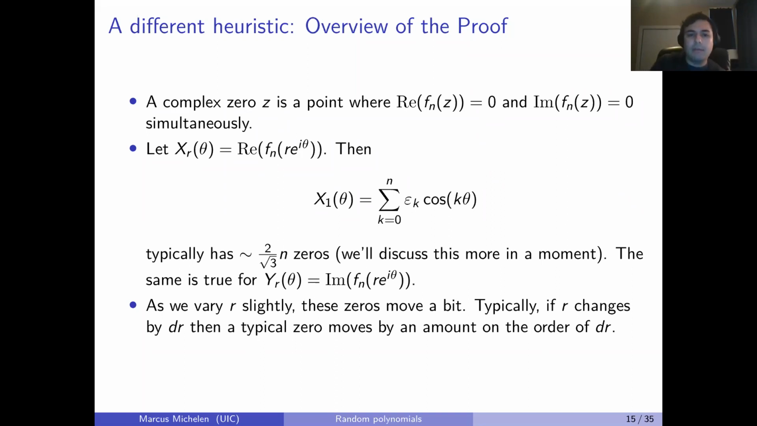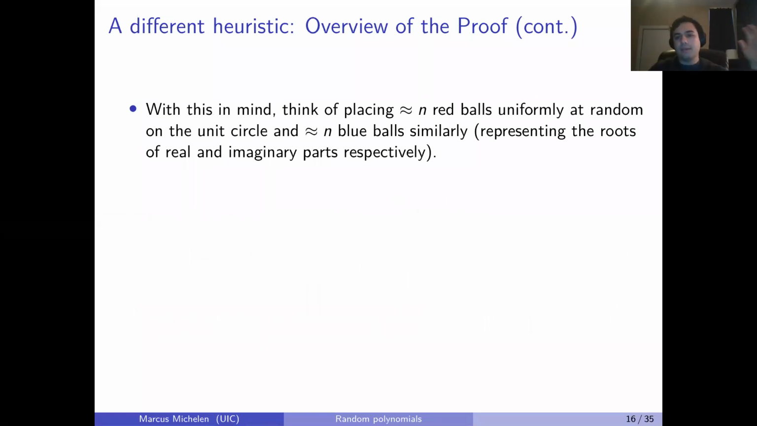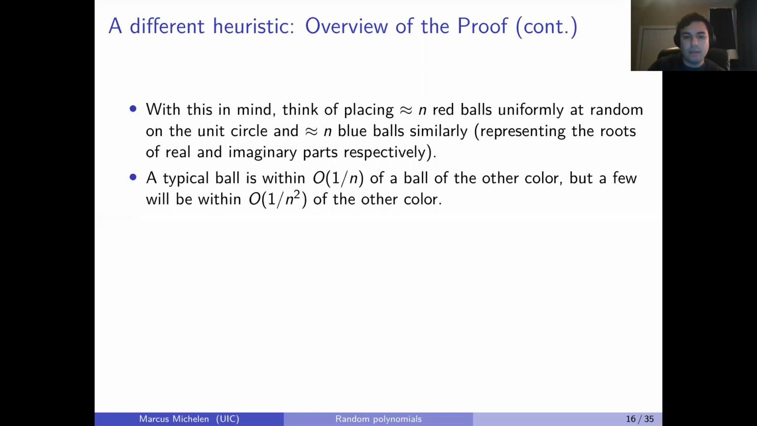So with this in mind, let's go into a totally heuristic mindset here. Let's place n red balls uniformly at random on the unit circle and n blue balls uniformly at random on the unit circle. I'm going to think about the red balls as the roots of the real part and the blue balls as the roots of the imaginary part. And now a typical ball, if I've done this totally randomly, is going to be on the order of 1 over n away from a ball of another color. But a few will be on the order of 1 over n squared. And if I look at, let's say, big constant over n squared, I'll get even more, but still a fixed number depending on that constant.